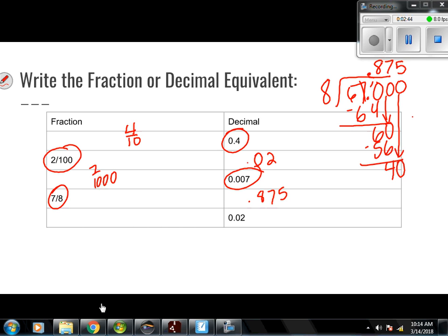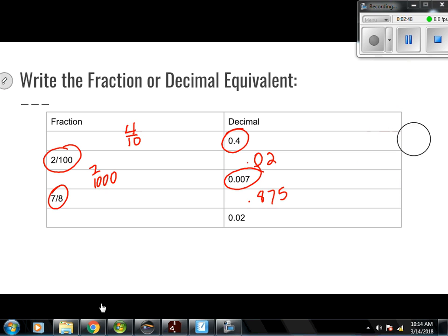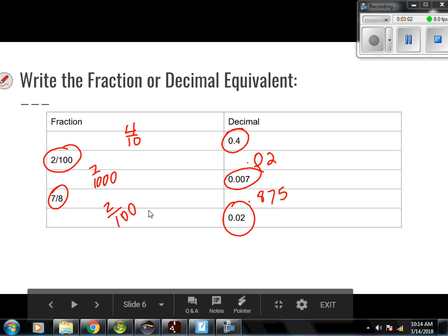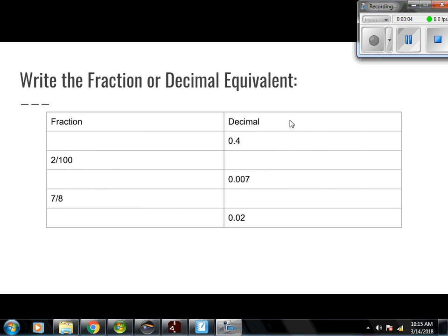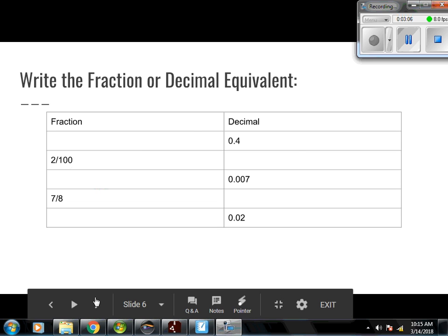So if I were to read this as a decimal, what would that be read as? 875 thousandths. Okay, and then if I were to write this decimal as a fraction, what place value is my 2 in? The hundredths. Okay, 2 hundredths, okay? All right, let's look at the next one.